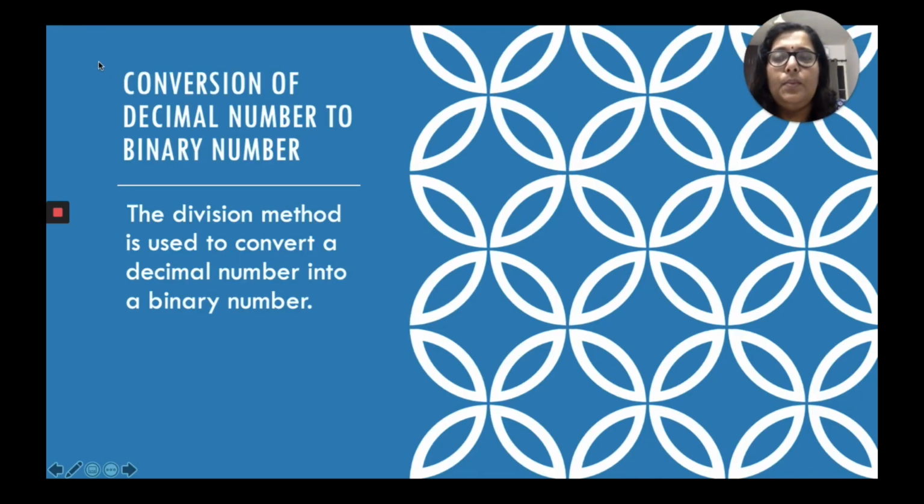In this slide, we need to discuss conversion of a decimal number to a binary number. What is the method to convert a given decimal number into a binary number that is recognized by the system? So I'll read out. The division method is used to convert a decimal number to a binary number. That is a very important point. You need to use the division method in order to get a binary number from a decimal number. Shall I move to the next slide with an example?